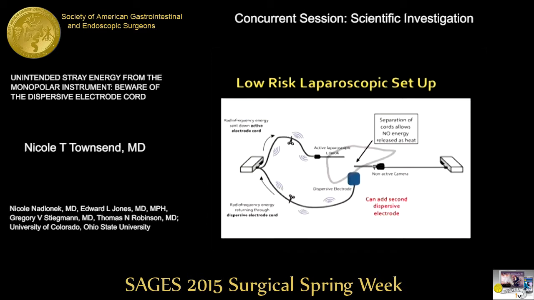So what we draw from these conclusions in a clinically relevant way is that the cords in the system need to actually be separated from one another. Otherwise, the stray energy gets captured in the system and you're at increased risk of thermal injury. You can also add a second dispersive electrode into that system, and that will dramatically decrease the amount of stray energy transfer from the dispersive cord part of the circuit.